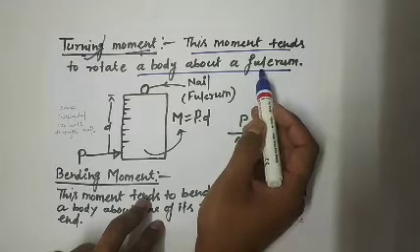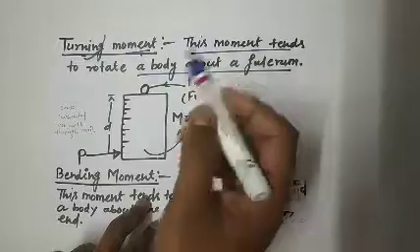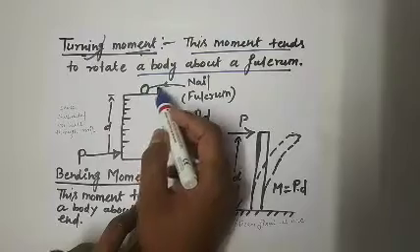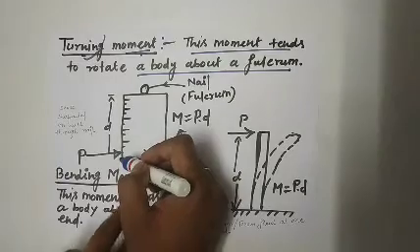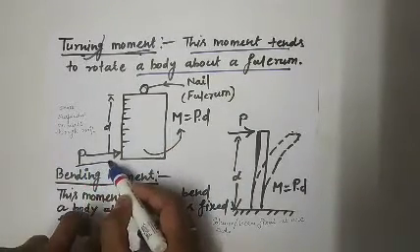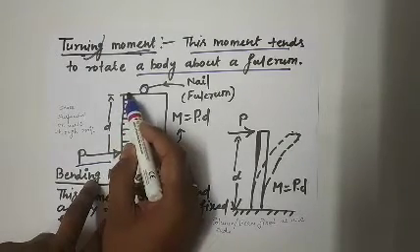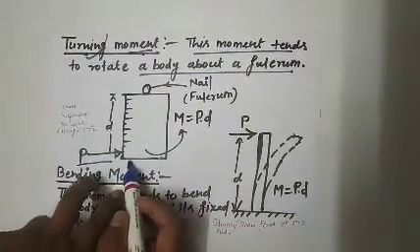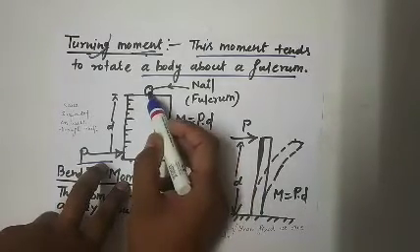An example is a door hinged at its base. When we apply a push force, the door rotates or turns about its hinge. Here I have taken another example: a scale suspended on a wall through a nail. The nail is considered here as a fulcrum, and this is our scale. When we apply a horizontal force P at a distance t from the position of the nail, what will this force P do? It will try to turn this scale about this nail.